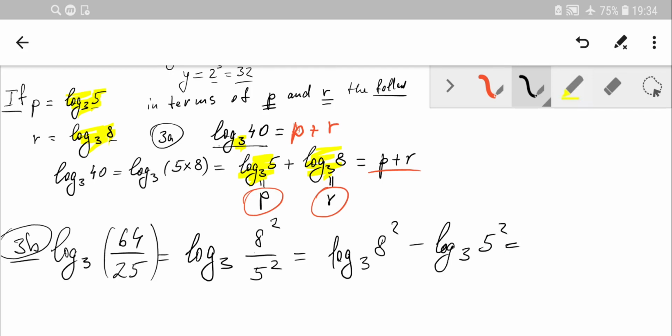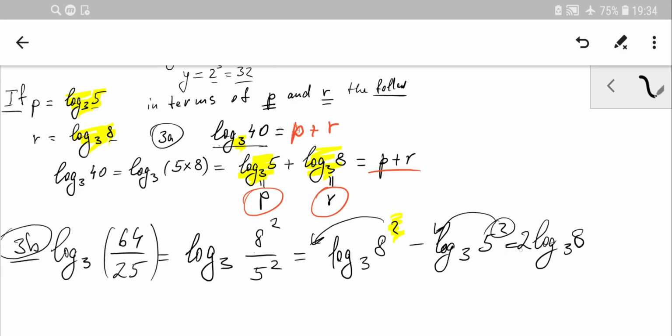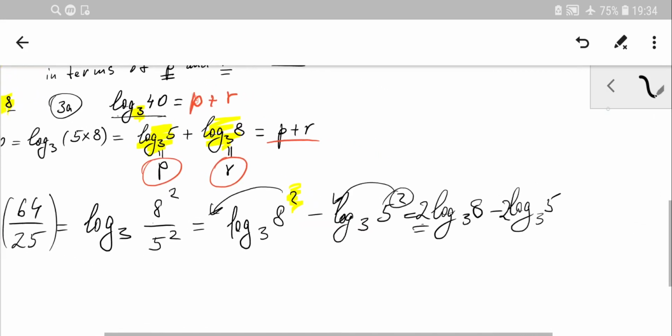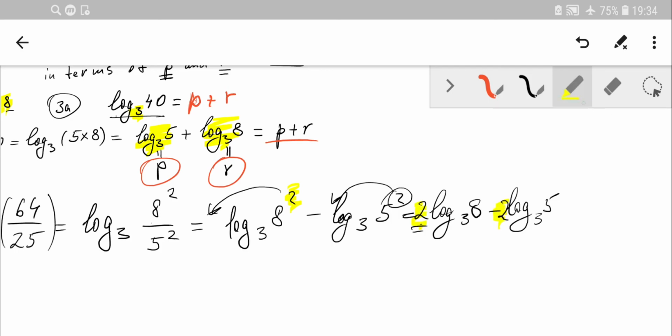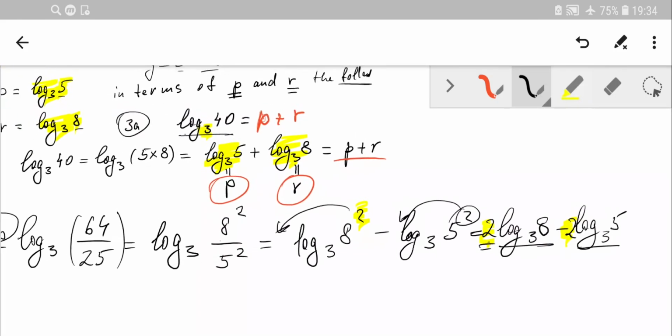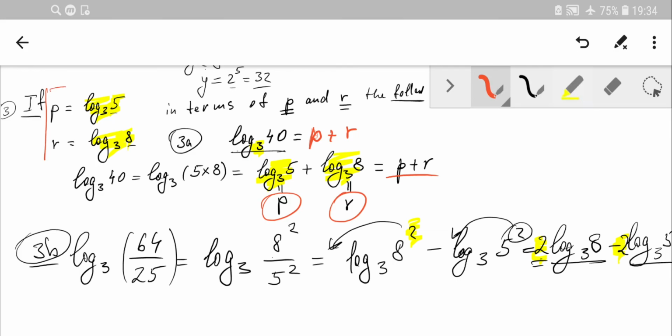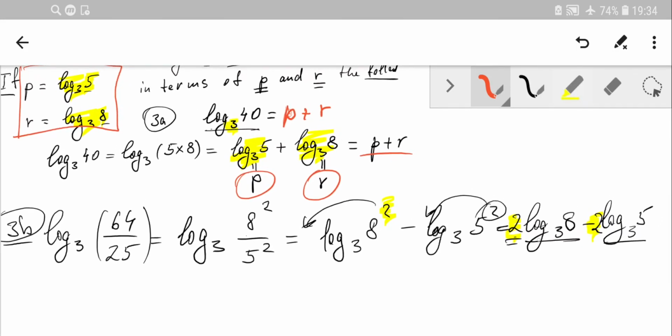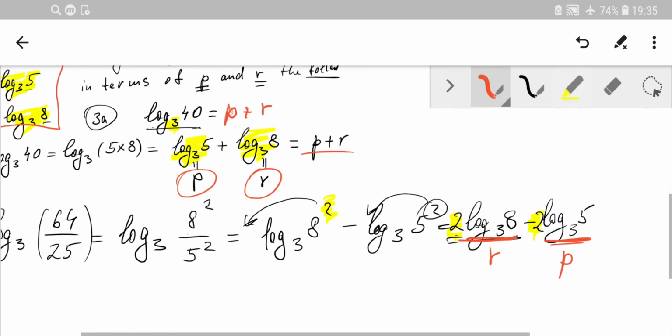And finally, what you're going to have here is, using the property, remember about the power p, it goes in front of, and here it's the same. So we'll simply have 2 as a factor of log base 3 of 8, and we subtract log base 3 of 5, and the power 2 goes in front as a factor. So simply we separate powers from numbers. And log base 3 of 8 and log base 3 of 5, by definition, you're given that one, right? And you can simply change log base 3 of 8 to r, and log base 3 of 5 to p. So your final solution is 2r minus 2p. Okay, that's how it looks.